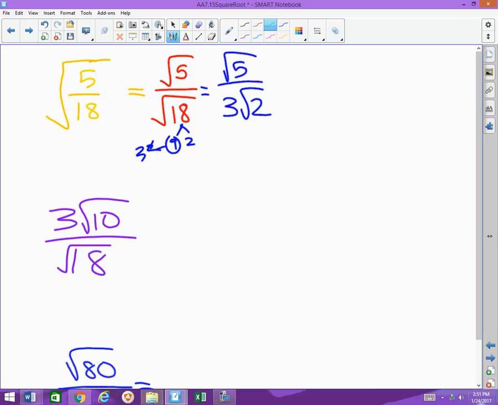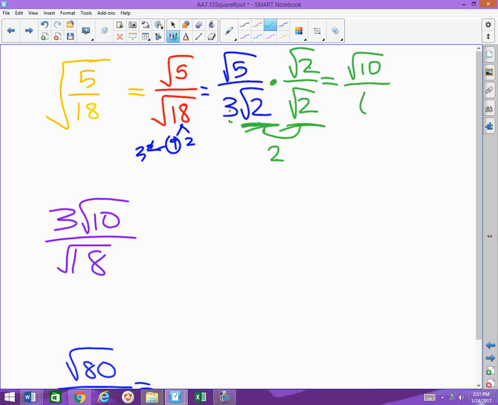Now we still can't have the square root of 2 in the denominator. We can keep the 3, but not this. So we have to multiply by a form of 1, which is the square root of 2 over the square root of 2. Square root of 5 times square root of 2 is the square root of 10. And square root of 2 times the square root of 2, that's going to be just plain old 2. And 3 times 2 is 6. And there's your answer, square root of 10 over 6.